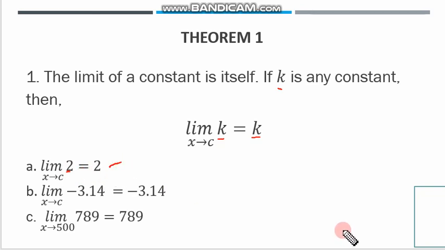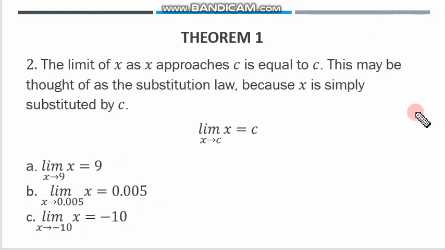B, the limit of negative 3.14 as x approaches c. Since negative 3.14 is a constant, the limit of that function is the constant, negative 3.14. The limit of 789 as x approaches 500 is also 789. Regardless of the value of c, as long as the function is a constant, the limit of that function is the constant itself.